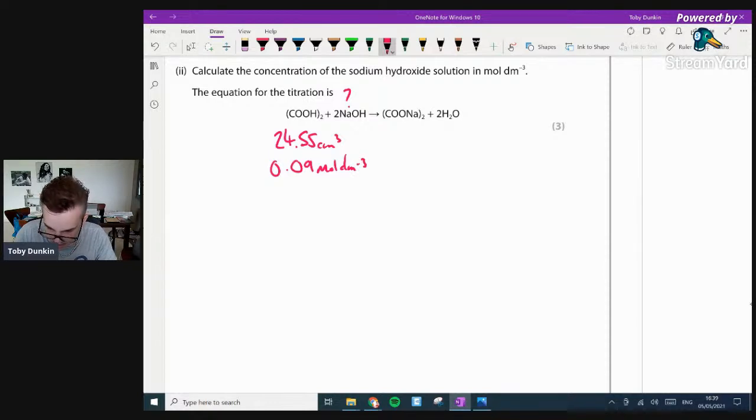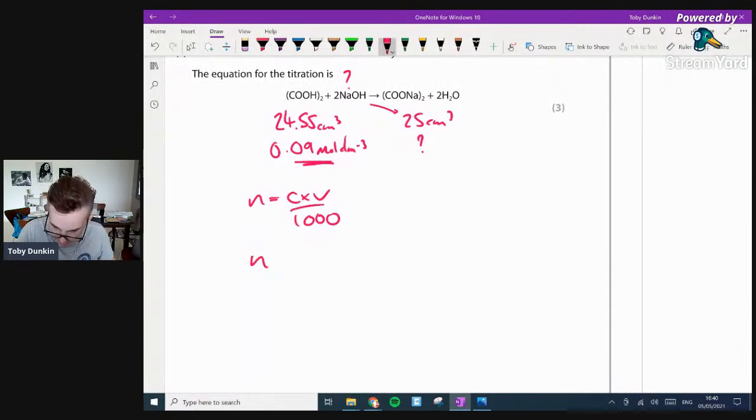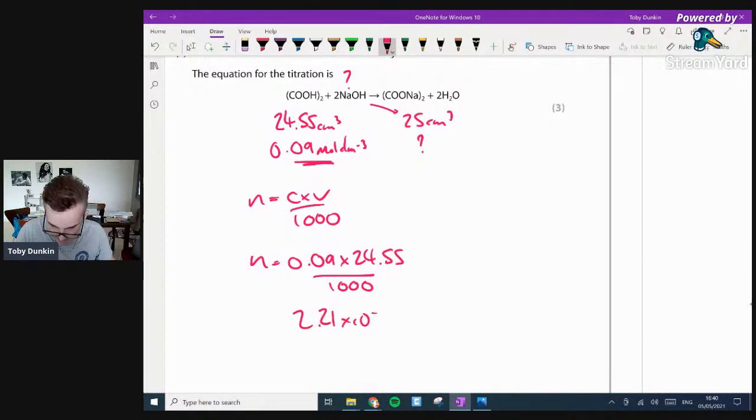And the volume of the sodium hydroxide, of course, was 25 centimeters cubed. And we don't know its concentration. Let's work out the moles of this guy. Number of moles equals C times V over 1,000. You always write down your equation, never skip it. Number of moles equals concentration 0.09 times by the average titer all over 1,000. 0.09 multiplied by 24.55 divided by 1,000. And I get a value of 2.21 times 10 to the minus 3.